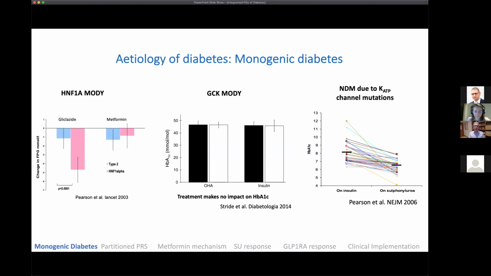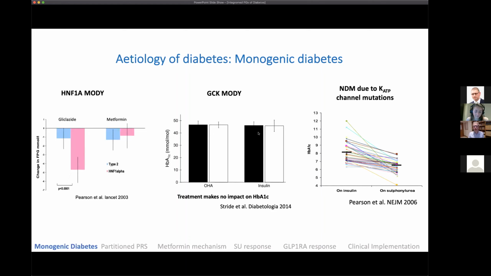So I've only had one slide on monogenic diabetes because I could give you a whole talk on monogenic diabetes, and that's not the purpose of today, but really just three little vignettes here. On the left, what we see is extreme sensitivity in terms of glucose lowering to gliclazide, which is a sulfonylurea, in patients with a particular subtype of diabetes due to a mutation in the HNF1 alpha gene. So we call this HNF1 alpha MODY. These patients are exquisitely sensitive to sulfonylureas and can transition off lifelong insulin, or 20 or 30 years of insulin, onto sulfonylureas.